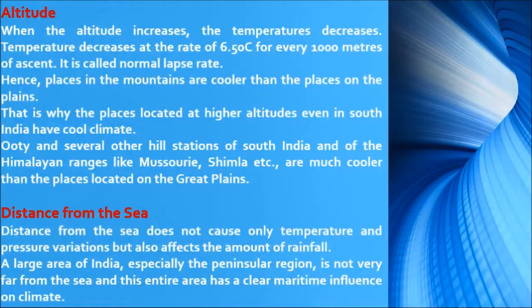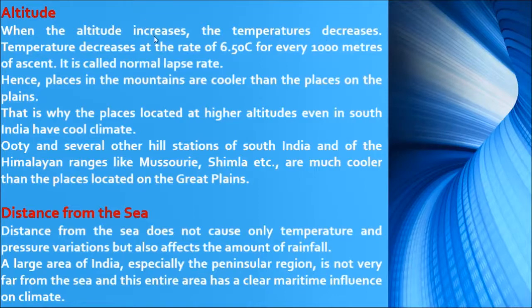Okay. Next comes altitude. What is meant by altitude? Altitude is commonly used to mean the height above the sea level of a location. In geography the term elevation is often preferred to this usage. The vertical elevation of an object above the surface of a planet or natural satellite is called altitude. So when the altitude increases, the temperature decreases.